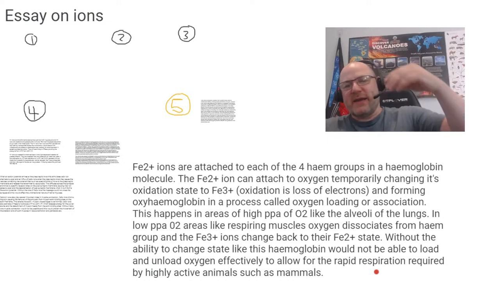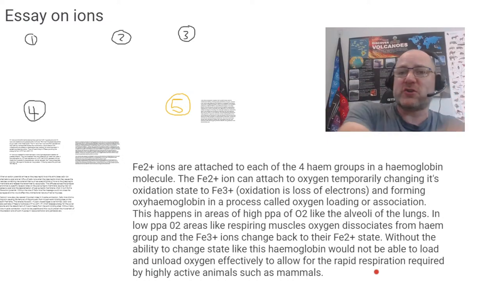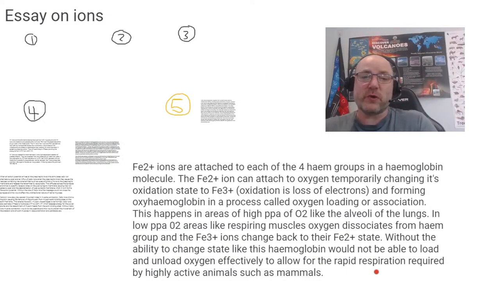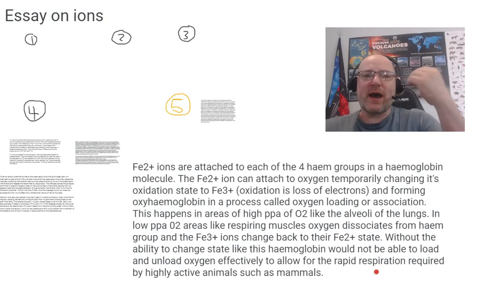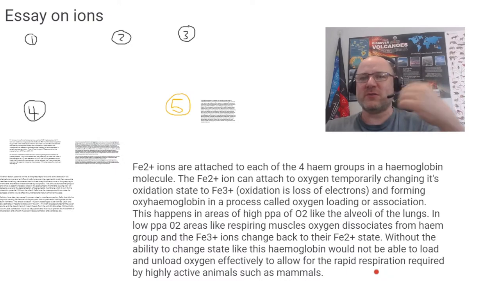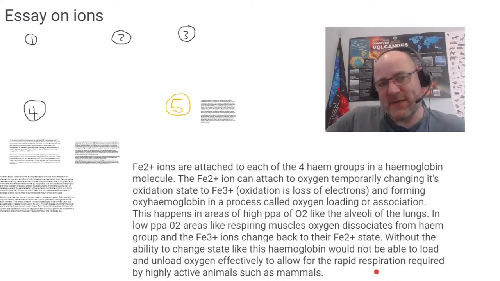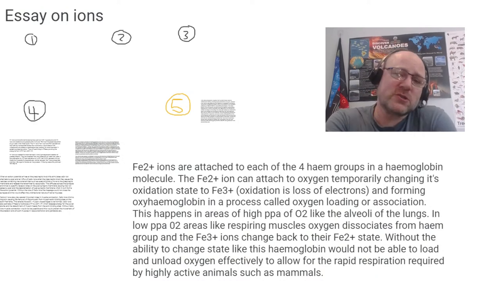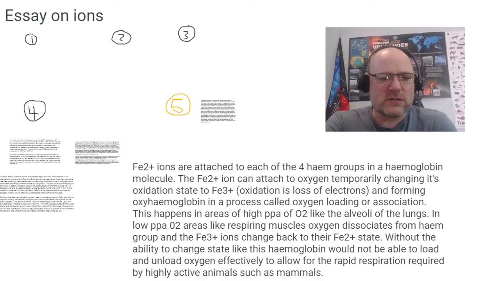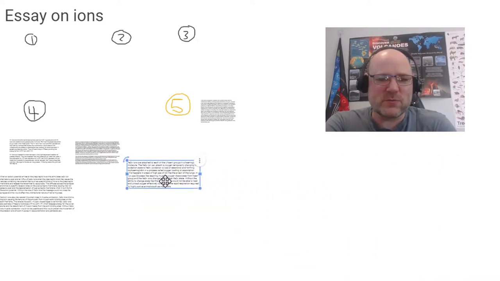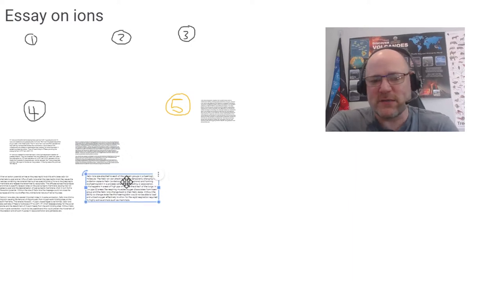The downside is if we didn't have Fe2+ ions and they couldn't change their state from Fe2+ to Fe3+, then hemoglobin wouldn't be able to pick up oxygen, which we call oxygen loading or association, and it wouldn't be able to release oxygen in unloading or disassociate oxygen and release it to respiring muscles. That would mean it wouldn't be an effective transport system for transporting oxygen to respiring cells, for picking up oxygen in the lungs and dropping it off at cells. So those things are all important. You can pause that. This isn't all the information on Fe2+. I had to keep it down a little bit, but this would be enough to get you a lot of marks. Right, that's the fourth paragraph.